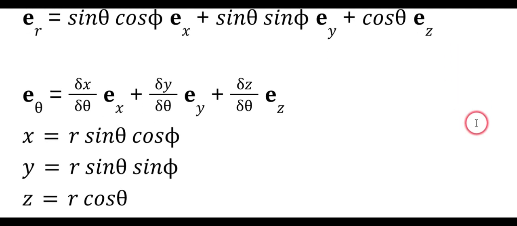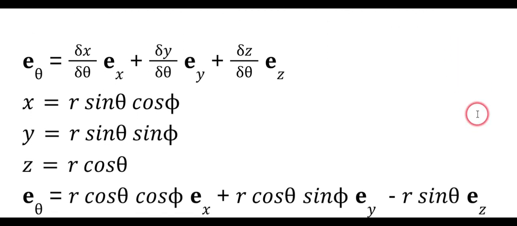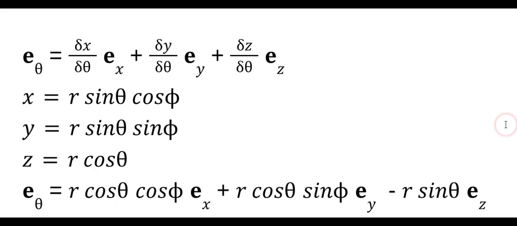Now, here are our three transform equations. This time, we're taking the derivative with respect to theta. So R and phi are constants. The derivative of sine is cosine. R and phi are constants. The derivative of sine is cosine. R is a constant. The derivative of cosine is minus sine. Okay? Everybody follow?